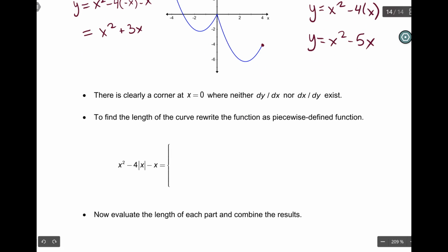write it. So it's equal to x squared plus 3x from negative 4 less than or equal to x less than 0. Otherwise it's going to be x squared minus 5x from 0 less than or equal to x less than or equal to 4.